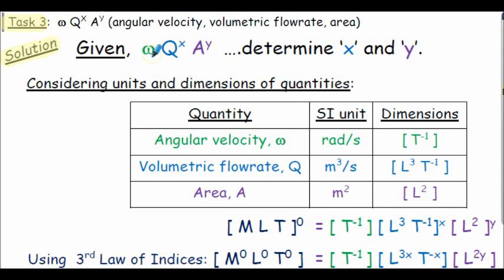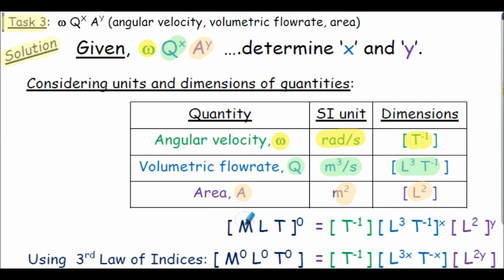So our non-dimensional expression shown here, and we know from the previous slide the unit of omega is radian per second. Notice the dimension here is t to the -1. Radian is a dimensionless unit, so a value of 1, and we're dividing by seconds. So in dimension format that will be t to the -1. We have q to the x, so q is the volumetric flow rate, unit of meter cubed per second, so dimensions is L3 t to the -1, and we have area to the power of y, area is meters squared, so that's L to the power of 2.